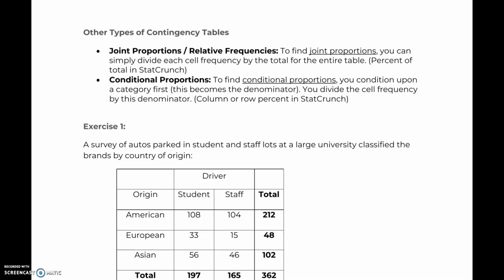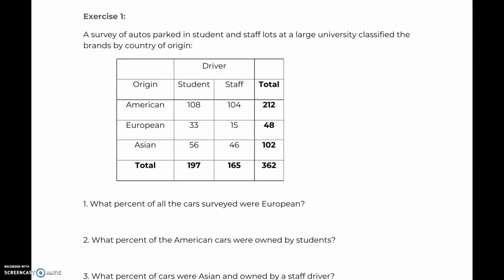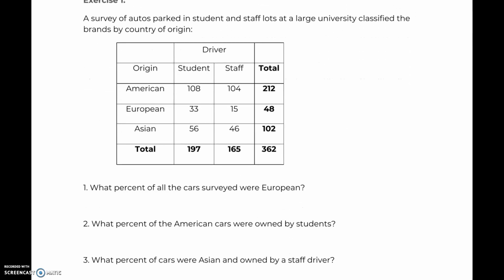Let's look at an exercise where it says a survey of autos parked in student and staff lots at a large university. Classify the brands by country of origin. So we have American cars, European cars, and Asian cars. In addition, we have student or staff drivers. So again, this is a contingency table. We have the type of car, or the origin of the car, labeling our rows, and we have the type of driver labeling our columns.